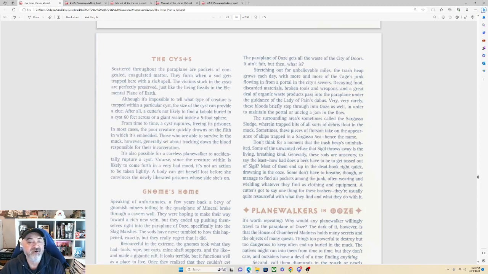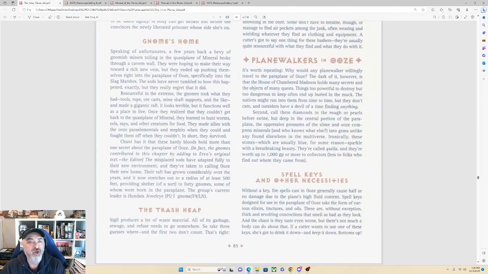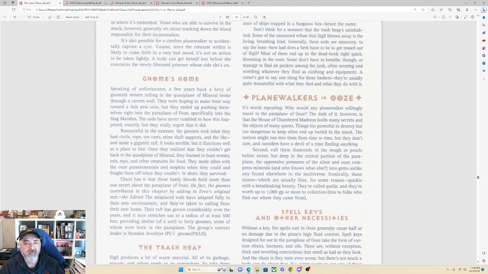In most cases, the creature quickly drowns. In some cases, it works too. Gnome's Home. One of the few locations here. Speaking of unfortunates, a few years back, a bevy of gnomish miners toiling in the quasi-plane of Mineral broke through a cavern wall. They were hoping to make their way to a new rich vein, but ended up pushing themselves right into the paraplane of Ooze, specifically into the slag marshes. The gnomes have never figured out how this happened, other than that it regrets that it happened.